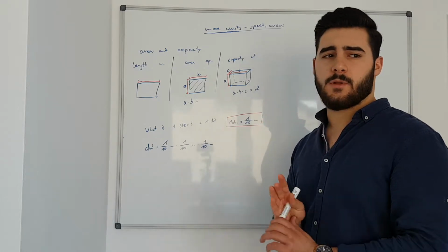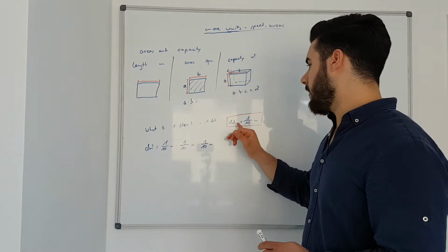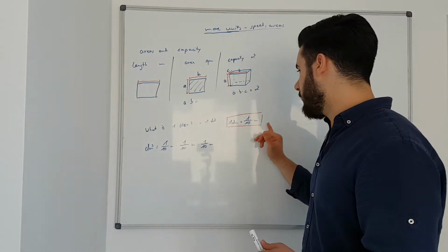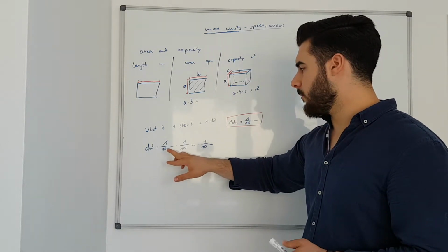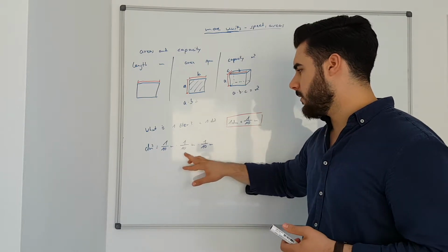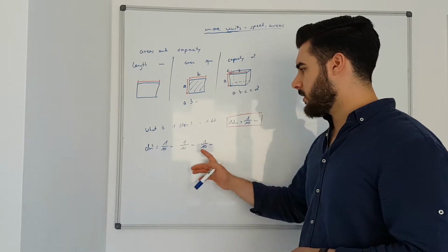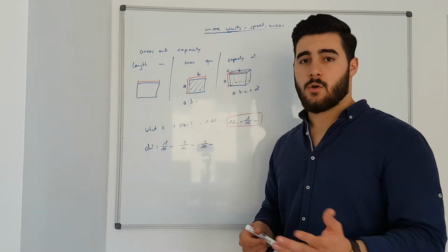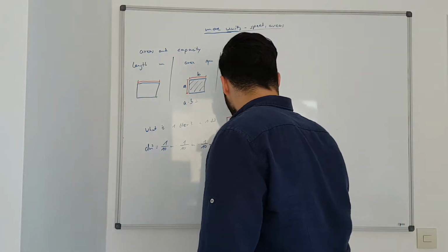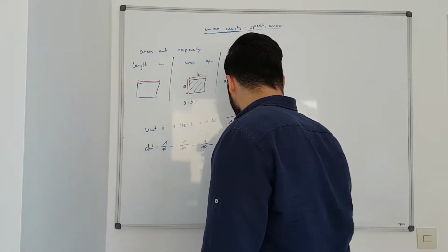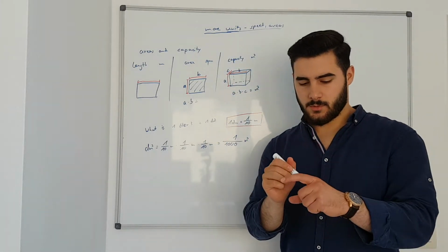I hope you remember from the last video. If not, just go back to the video and watch it again. That 1 decimeter is 1/10 meter. How do you calculate 1 cubic decimeter? You have 1/10 of a meter times 1/10 of a meter times 1/10 of a meter, which is 1 cubic decimeter. Or if you combine that, you have 1/1,000 of a cubic meter is 1 cubic decimeter.